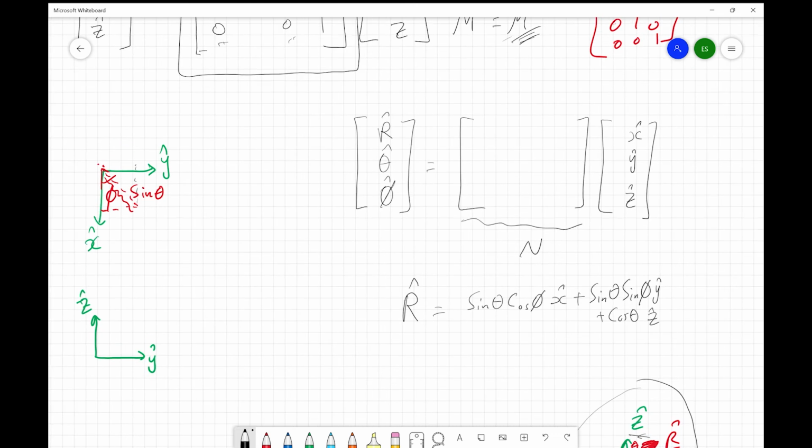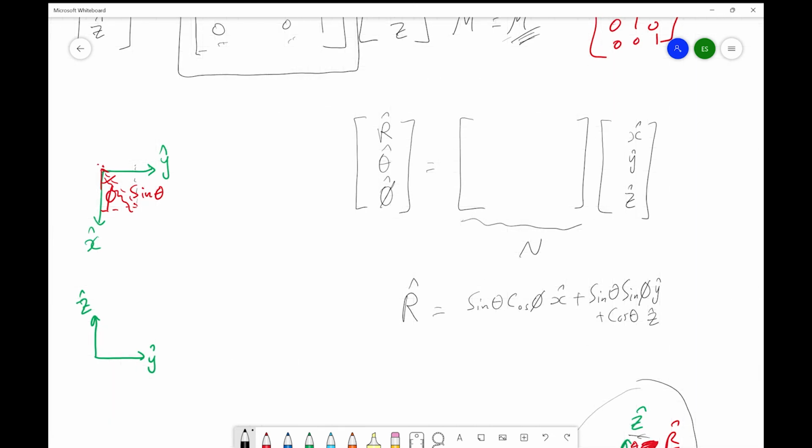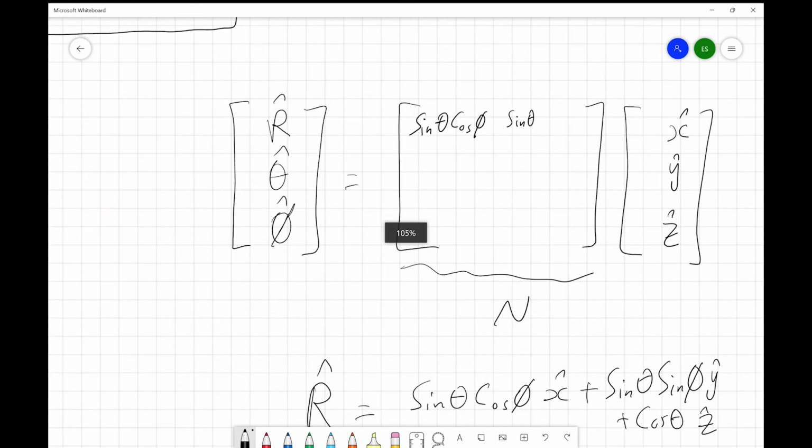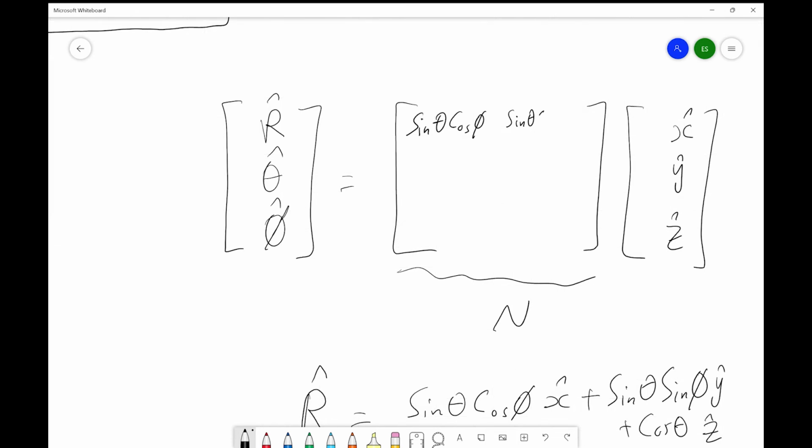So the transformation is as follows. The first row of the transformation is, from geometrical considerations, sine theta cosine phi, sine theta sine phi, cosine theta. So all of this is from geometrical considerations and projections in 3D space. That's all it is.